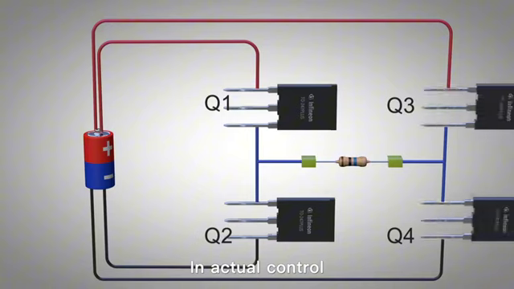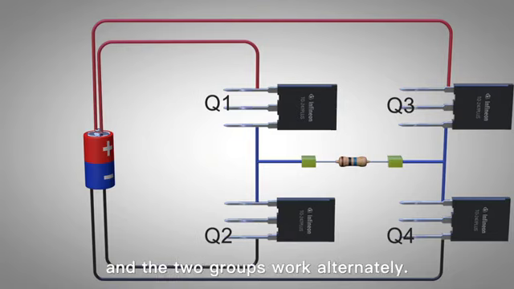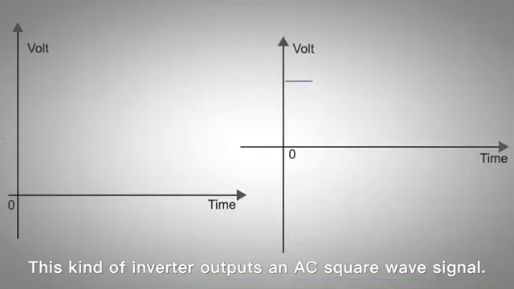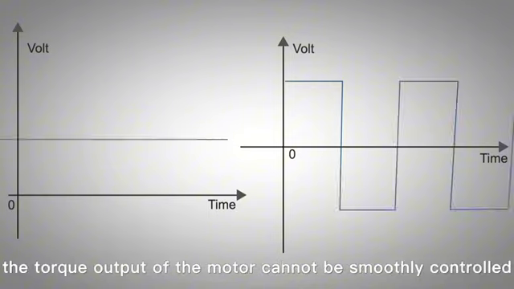In actual control, the 4 switches use 4 transistors. Q1 and Q4 work simultaneously, and Q2 and Q3 work simultaneously. The 2 groups work alternately. This inverter outputs an AC square wave signal. In practical applications, it cannot smoothly control the torque output of the motor.